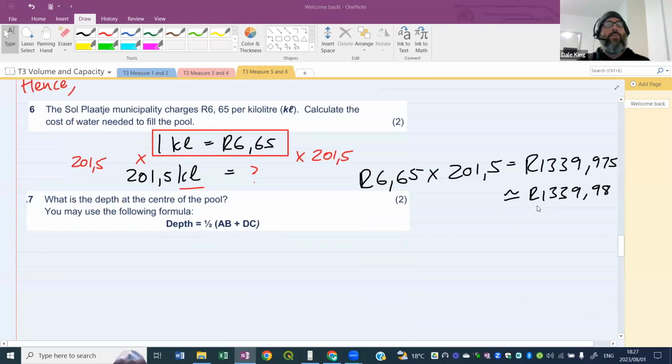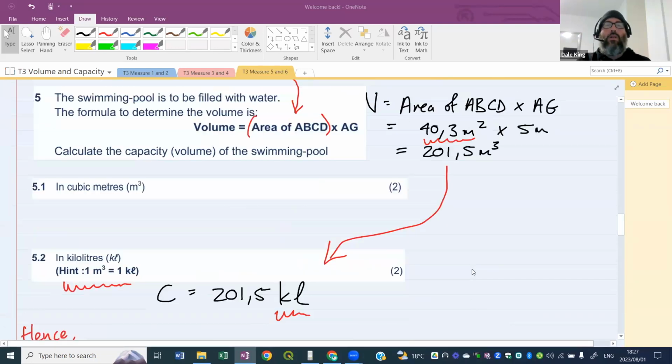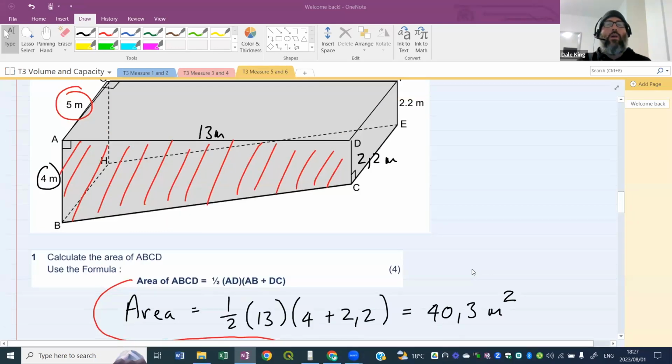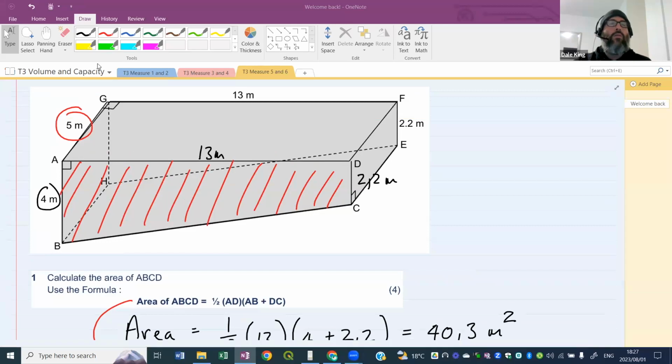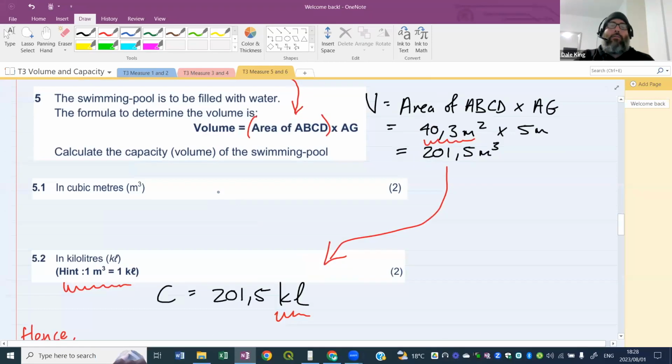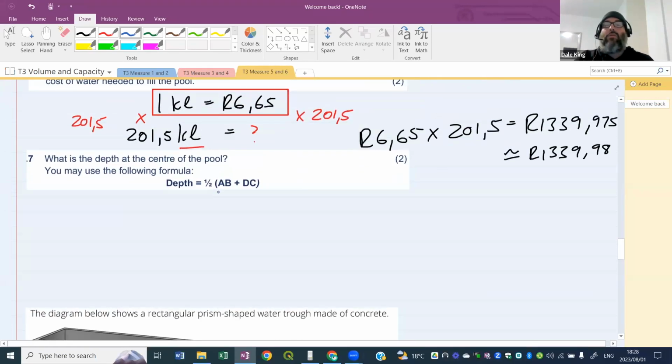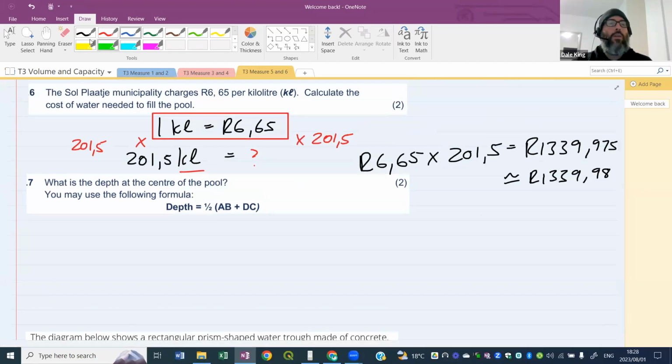Here's the next question. What is the depth at the center of the pool? I mean, come on. What is the depth at the center of the pool? You may use the formula. We're going to use that formula because we're not like engineers. The depth at the center of the pool. So if you were in the center of the pool and you went down, down, down, right there at the bottom on the floor of the pool, what is that depth? I don't know. We could sit here all day and try to work it out, but let's use the formula.